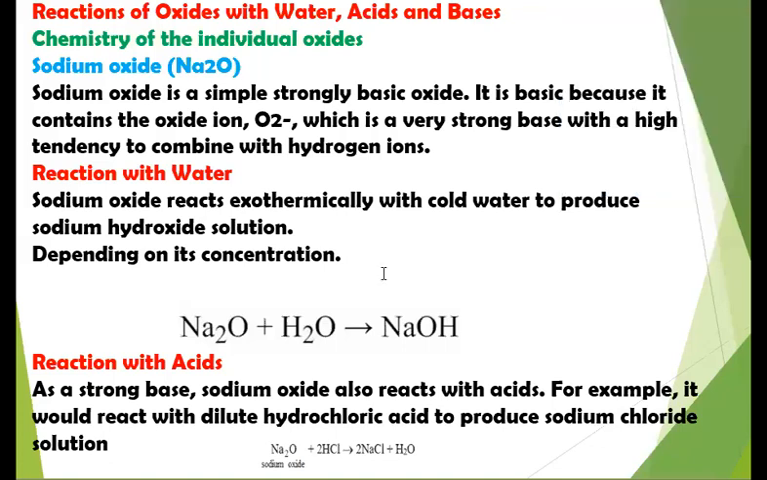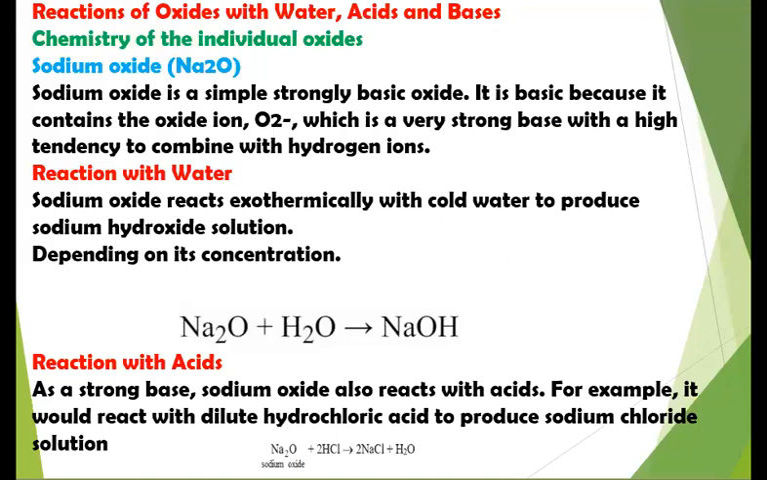So you see that sodium reacts with water to produce this one, and we can test it by using naphthalene. Reaction with acid. As we discussed here, sodium oxide is basic in nature. So when it reacts with acid, it produces salt and water, because when acid reacts with base, they produce salt and water by the reaction of neutralization.